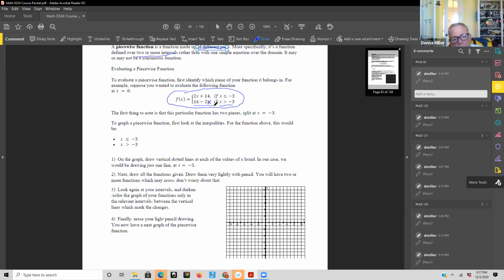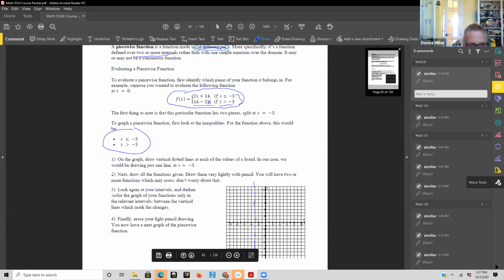All right. So the first thing you want to do is look at that divider. Where these things split is where the graph is going to change. So one of the best things you can do is draw a vertical line at -3. That vertical line doesn't really exist, but it's just to remind yourself you can't cross it. You can touch it with a dot, but you can't cross it. All right, so how to graph this.